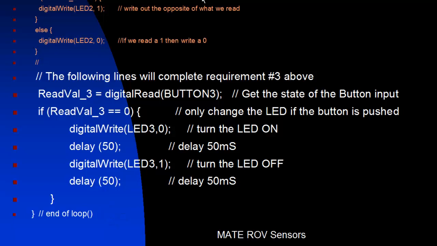Now in the digital write statements, I have the pin number LED 3 and then 0, or the pin number LED 3 and 1, and you could easily replace that 0 and 1 with high and low.